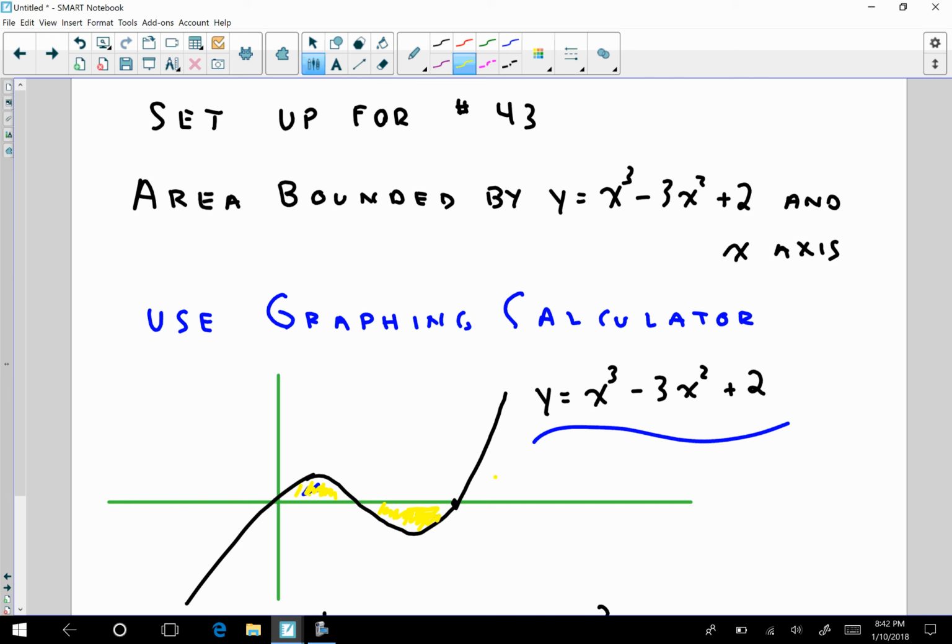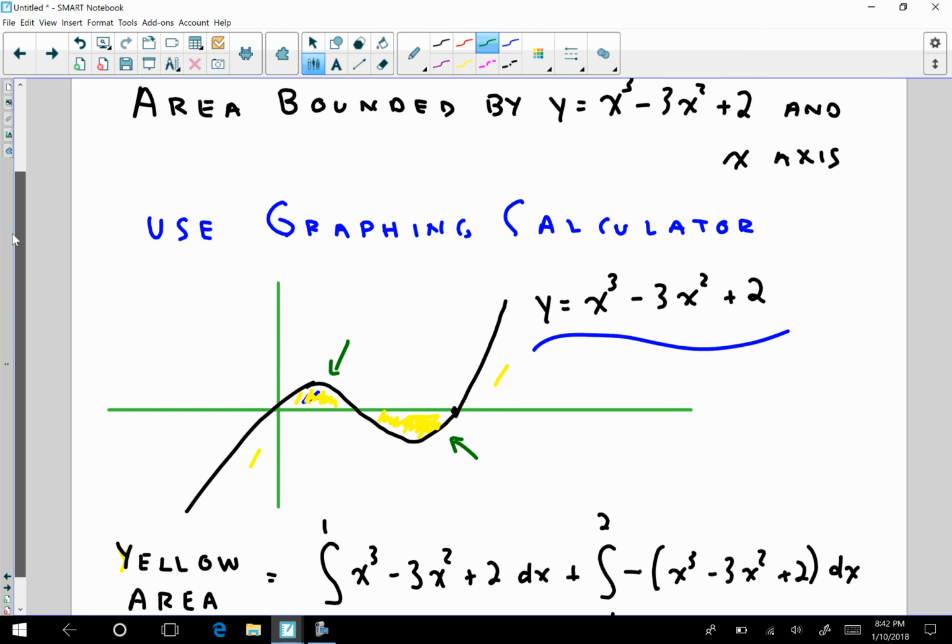This area over here is unbounded. This area over here is unbounded. I want the area bounded. The other thing I have to point out is I want the area. I don't want the definite integral. So if I want the area, I'm going to have to, again, set up two definite integrals. I'm going to have to set up a definite integral that gives me that area, and another that gives me that area. This is, again, a reference to the definite integral practice that I did before Christmas break.